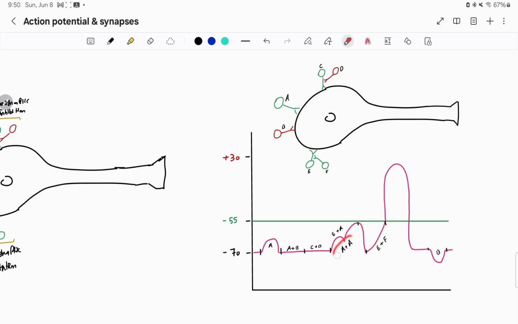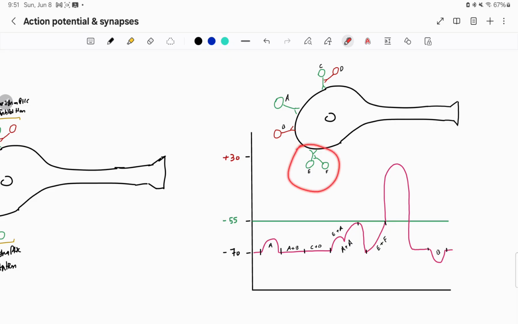But what if I fire A twice? What if I do temporal summation? Okay, this is temporal summation, right? If I fire A twice, that's temporal summation. Well, I would get a bump and another bump. What if I do E and A together? E and A, so excluding F. That's spatial summation, okay? If each of them fires once, boom.